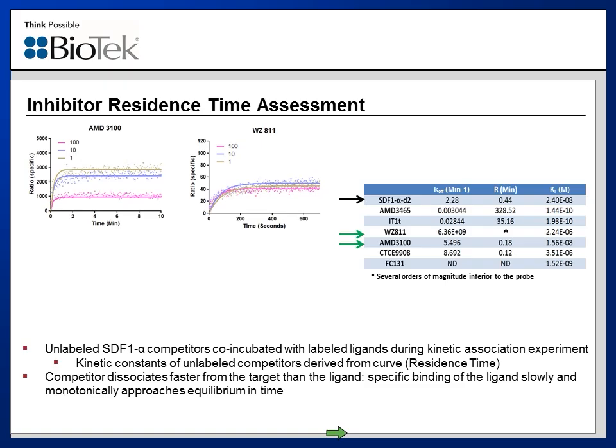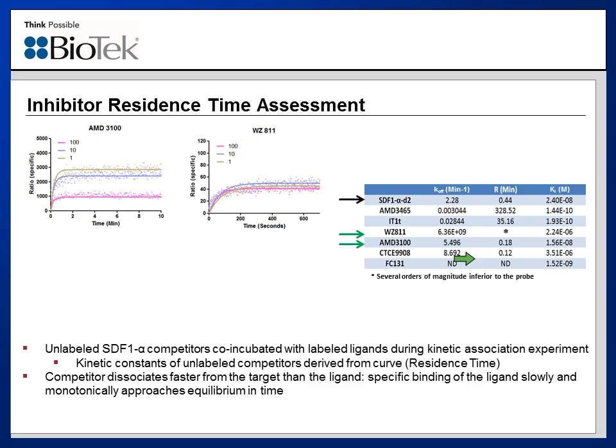First, if the competitor dissociates faster from its target than the ligand, such as we see here in the results when testing AMD 3100 and WZ811, the specific binding of the ligand will slowly and monotonically approach its equilibrium. And this then leads to a low residence time, such as the values that are shown here.